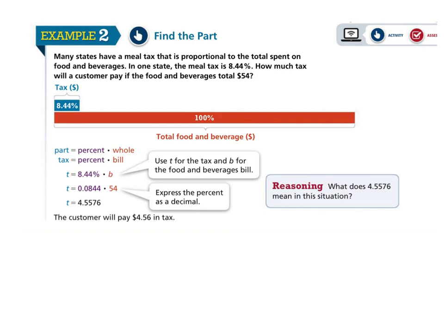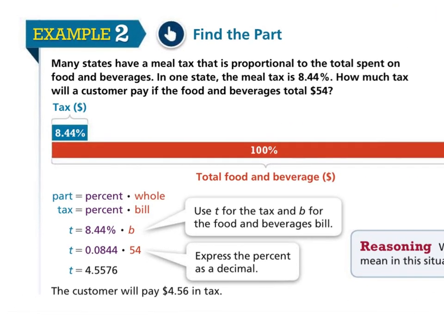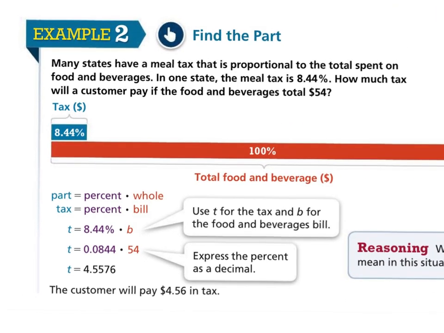Example 2, many states have a meal tax that is proportional to the total spent on food and beverages. In one state, the meal tax is 8.44%. How much tax will a customer pay if the food and beverages total $54?